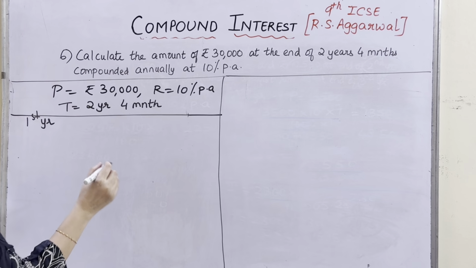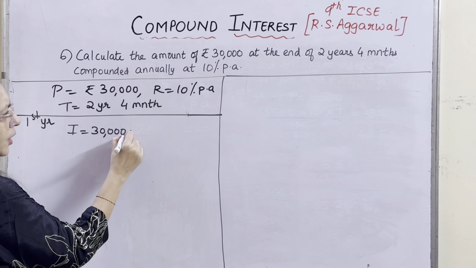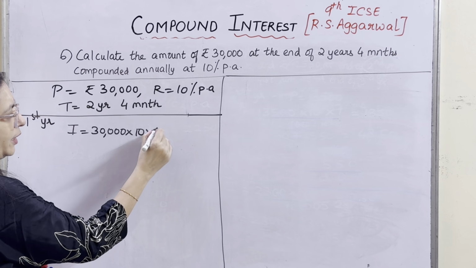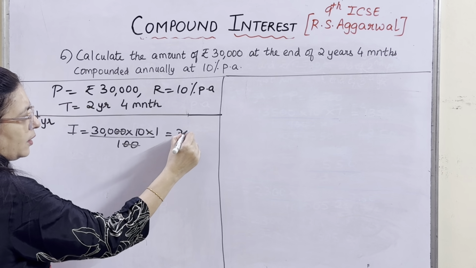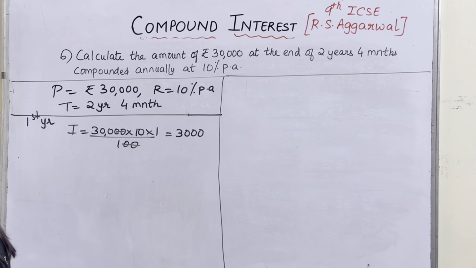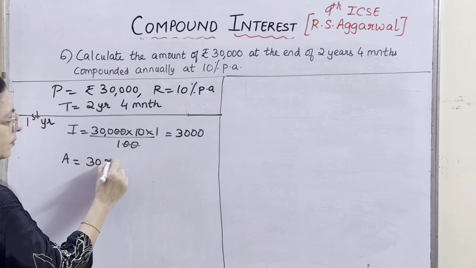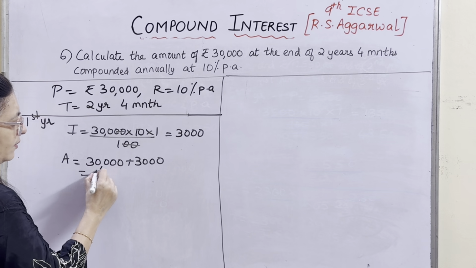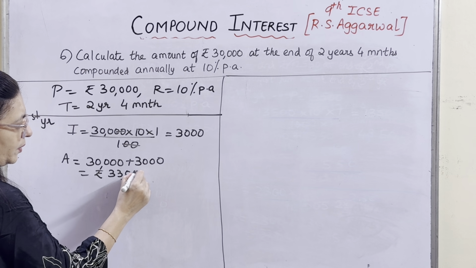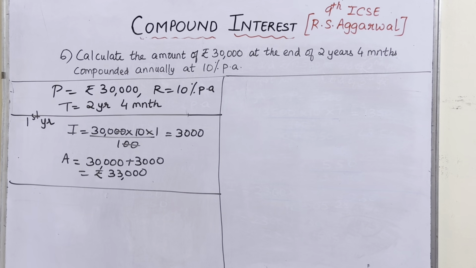First year, the interest would be 30,000 principal into rate, time you are taking 1 year, upon 100, which is 3,000 rupees. Okay, so what is the amount? Amount is principal plus interest. Principal is 30,000 plus 3,000, which is 33,000 rupees. This is the amount for the first year.